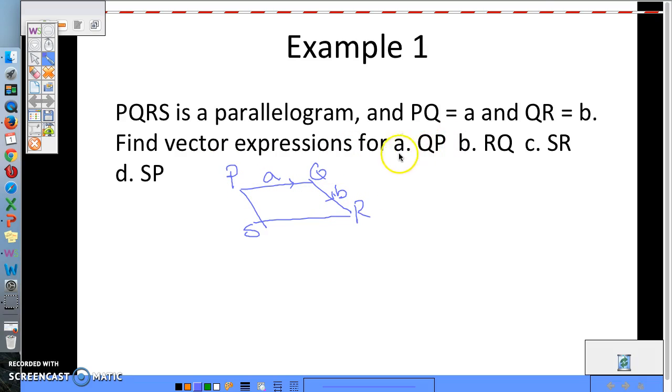Express in vectors the following: Q to P. Well, how do we get from Q to P? That's going backwards, so it's the opposite of vector A. R to Q: B is going this way, so we're going the opposite direction of vector B. S to R is the same direction, since it's a parallelogram, so it's the same as vector A. And then S to P, going this direction, would be the opposite direction of vector B.